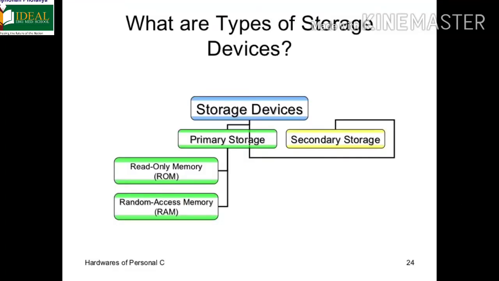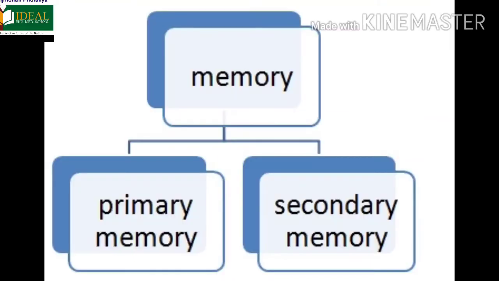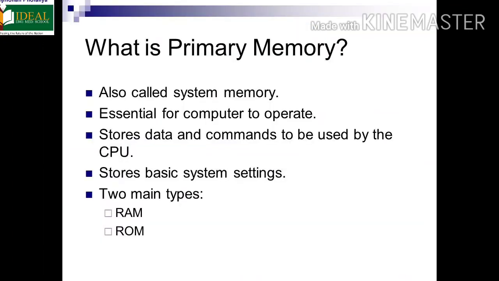Memory unit, it means storage unit. As you already know, a computer can store a large amount of data in memory. All the programs and the data are stored in the computer memory. There are two kinds of computer memory, primary memory and secondary memory. Primary memory is also known as the main memory, essential for the computer to operate. Primary memory stores the data and commands to be used by the CPU, stores the basic system settings, and as you know, primary memory is divided into two types, RAM and ROM.